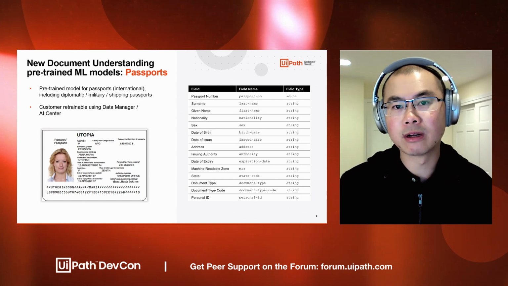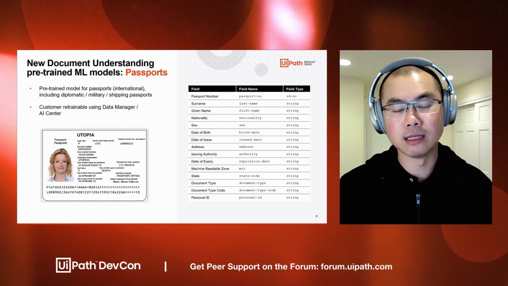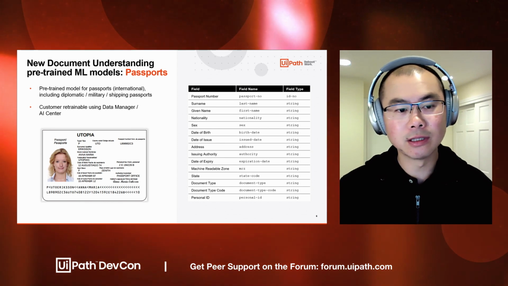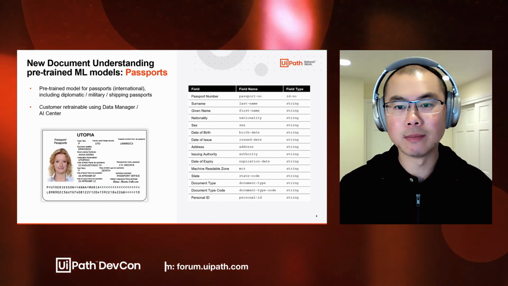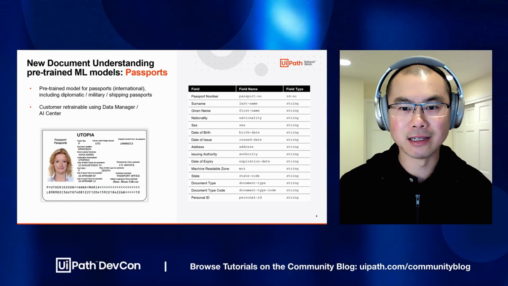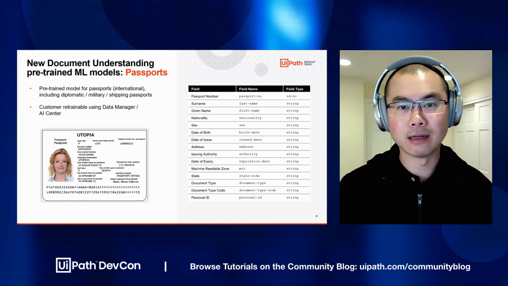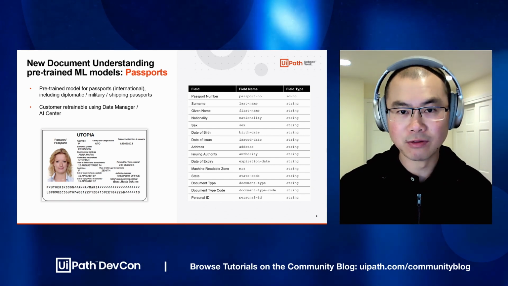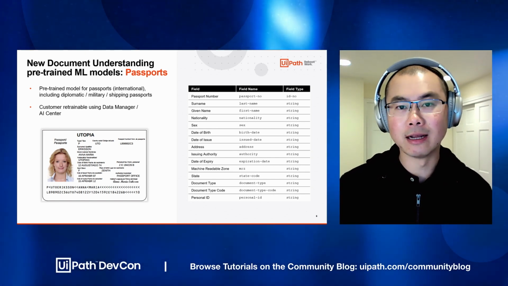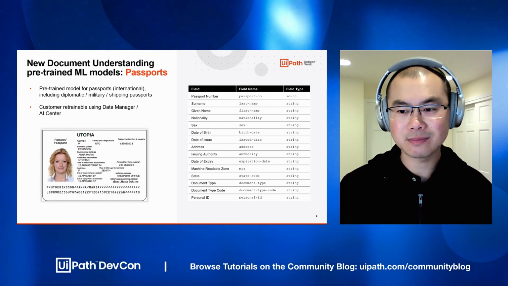We expect that this will work for a majority of passports because most passports we found have actually a combination of local languages as well as English on them as well. And of course, this is customer retrainable using Data Manager and AI Center. On the right, we show some of the fields that we have pre-trained out of the box. But of course, with Data Manager, you can go ahead and customize these or retrain these or add other fields as necessary.